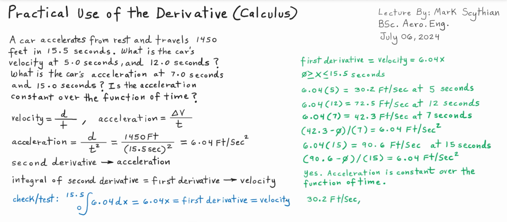So the final answers to the problem are 30.2 feet per second at 5 seconds, 72.5 feet per second at 12 seconds, and a constant acceleration of 6.04 feet per second squared at both 7 and 15 seconds. And yes, the acceleration is constant over the function of time.